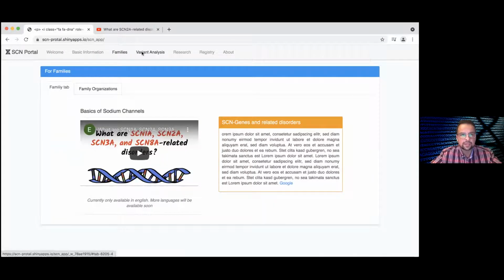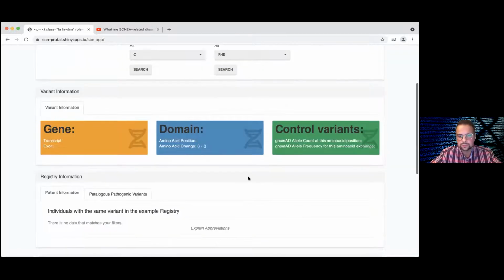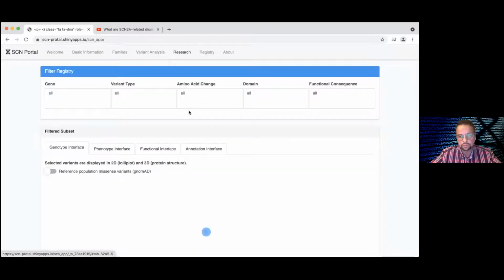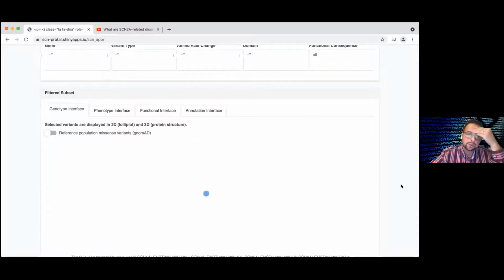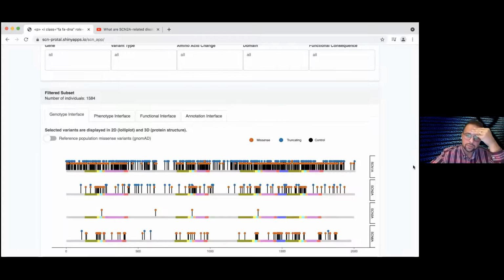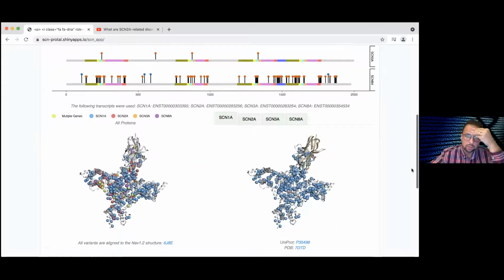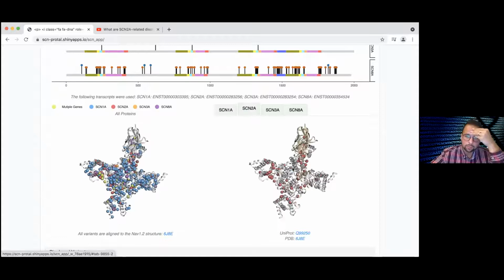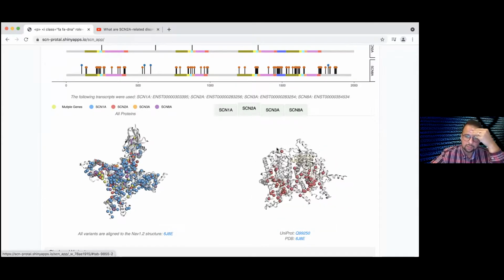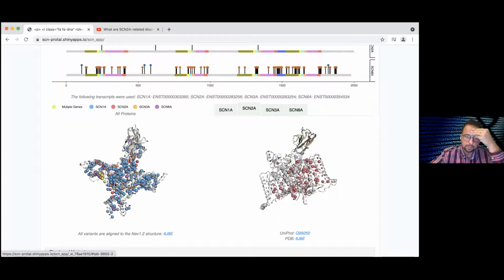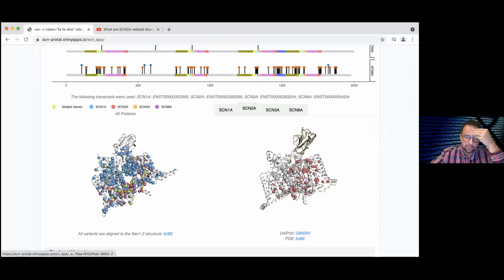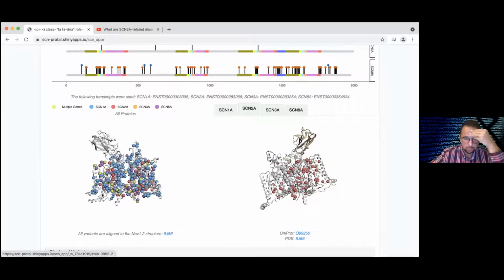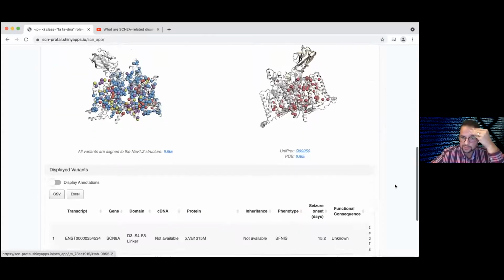And then we have this variant analysis interface, for which we are now developing all the algorithms. And then we have these more research tools, where you can also look at where the mutations are located, for example, in SCN2A. This really should help a lot of people who are biologists or drug developers who don't have the computational skills for making sense of mutations.